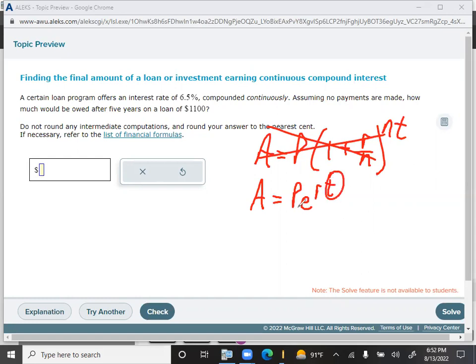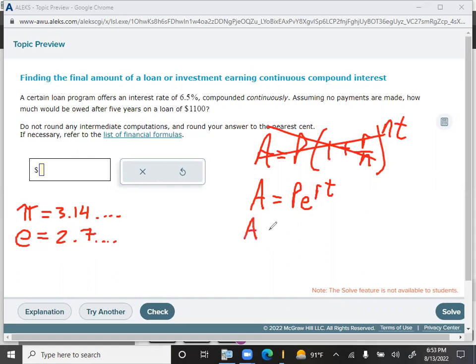T is still time, R is still interest rate, P is still the principal or original amount borrowed or invested, A is still the final accumulated amount, and e is not a variable. e is an irrational number. You know how pi is equal to 3.14 and it goes on forever and doesn't repeat? Well, e does a similar thing. It's 2.7 and it goes on forever. So you don't have to figure out e. e is just that number.